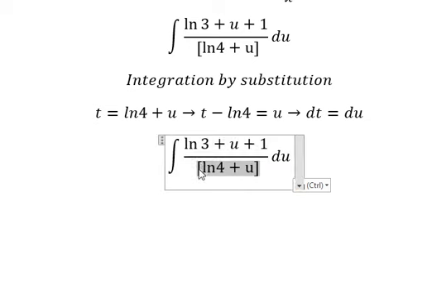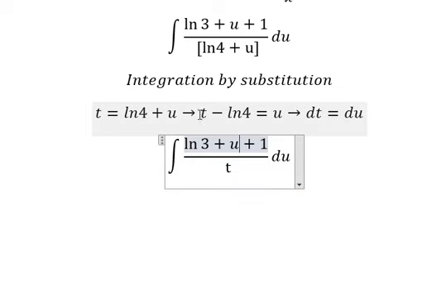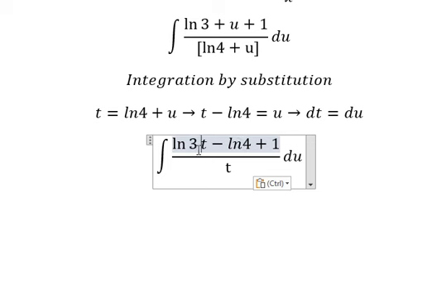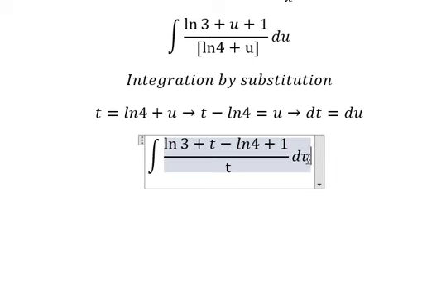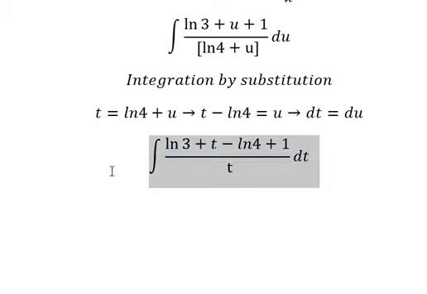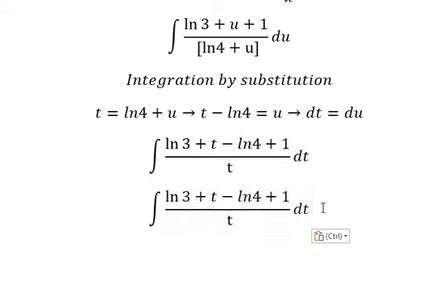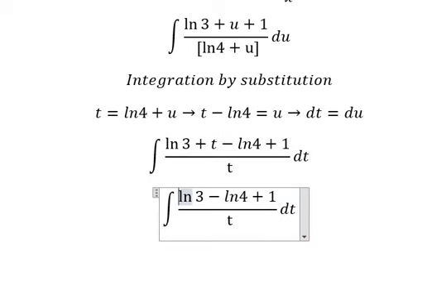This one we change to t. U we change to this one. The u we change to t. So t divided by t, we have 1 in here.